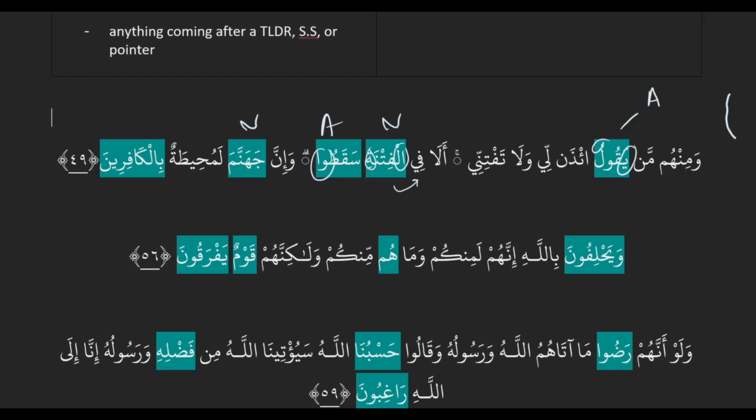Okay. There's al. Right. And there's b, which is TLDR. Yeah, there's a TLDR and a L, right? So that tells us that it's a noun for sure. It's a noun. Good. Okay.